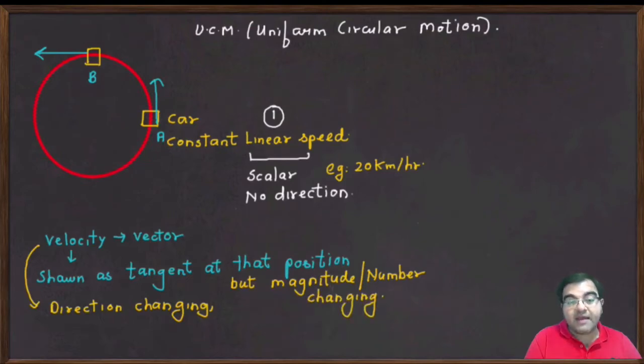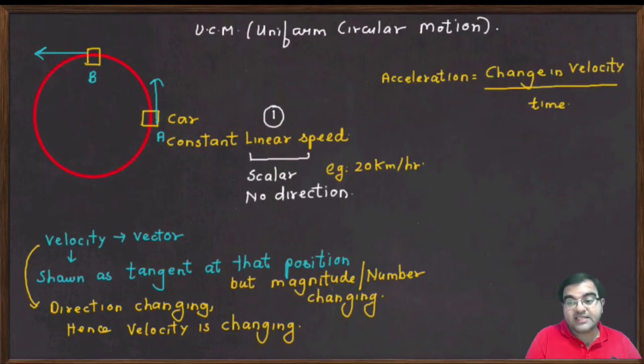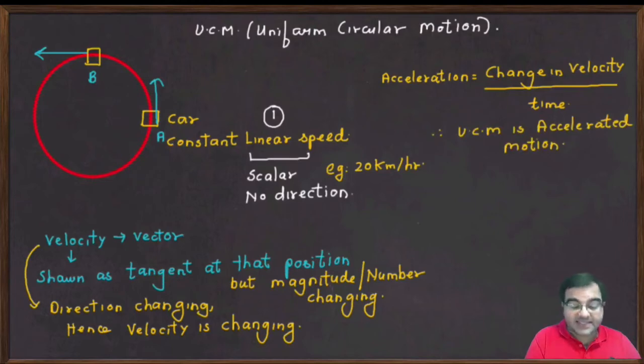And we know whenever the velocity is changing, you call such a motion accelerated, because the definition for acceleration says change in velocity upon time. So whenever your velocity is changing, even though the number is fixed, but the direction keeps on changing, therefore I say this motion is accelerated, and I say uniform circular motion is accelerated motion.